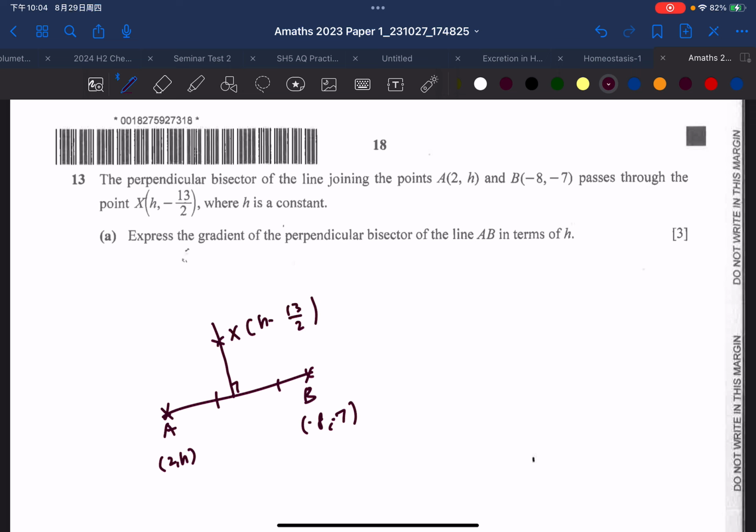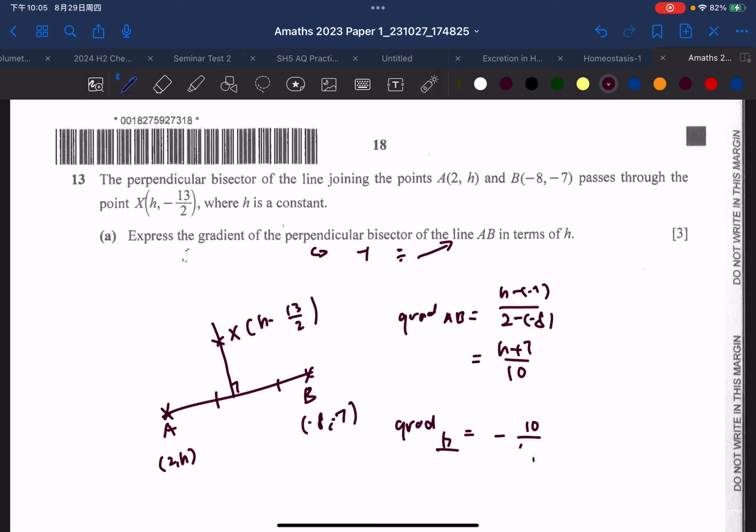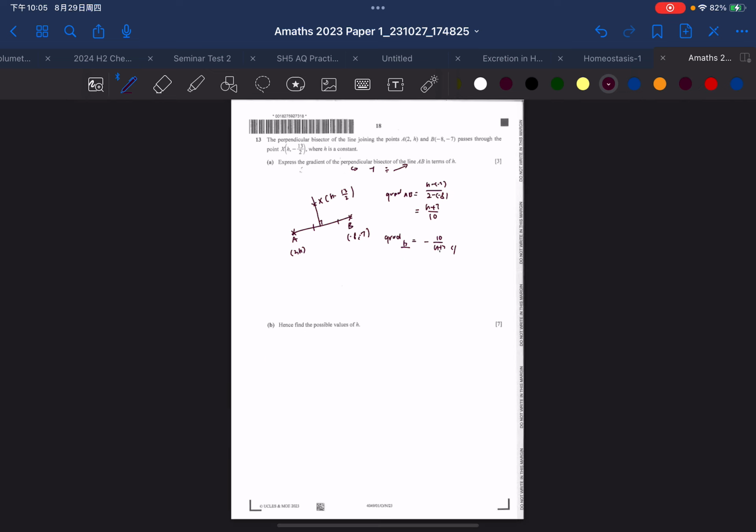Express the gradient of the perpendicular bisector of line AB. So the gradient of this will just be -1 divided by the gradient of this lah. So the gradient of AB is something that we should find first, right? It will just be y1 minus y2 over x1 minus x2. So h minus -7 over 2 minus -8, h plus 7 over 10. So the gradient of the perpendicular bisector will just be -1 over this, so this will be the answer. 3 marks, can you imagine?